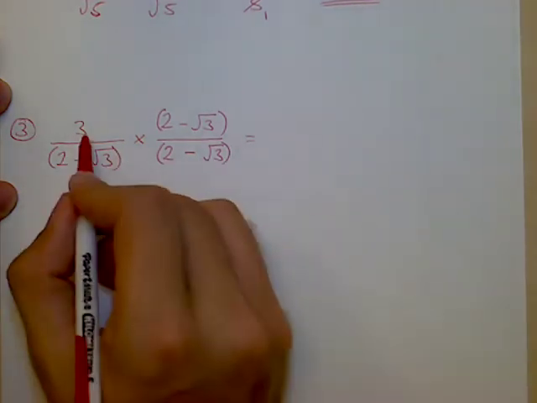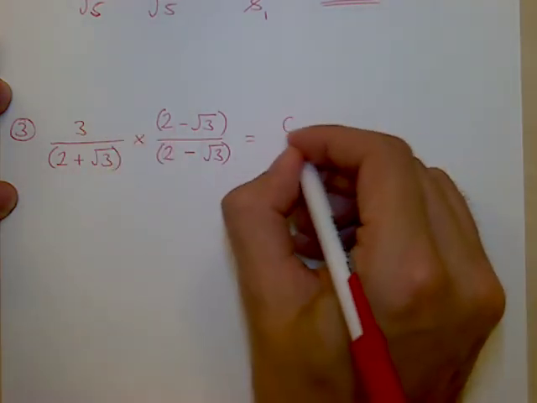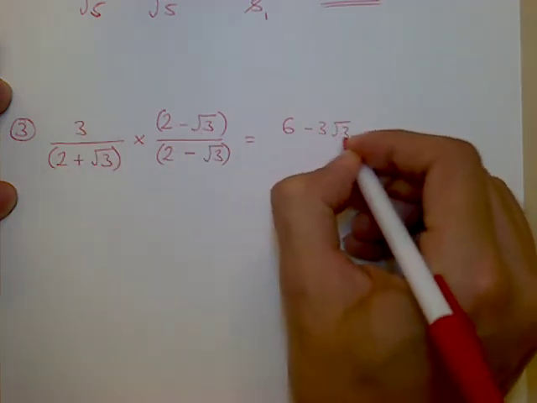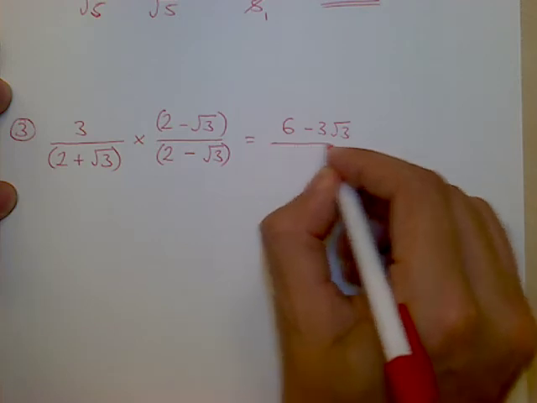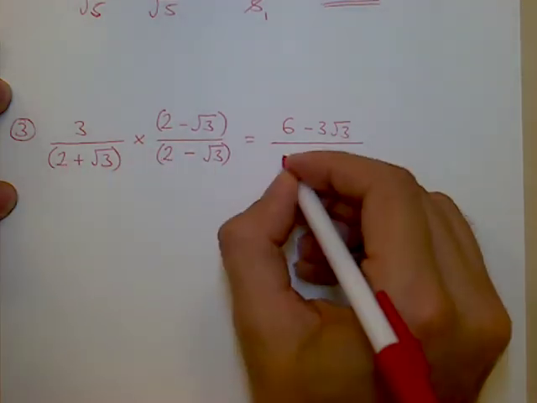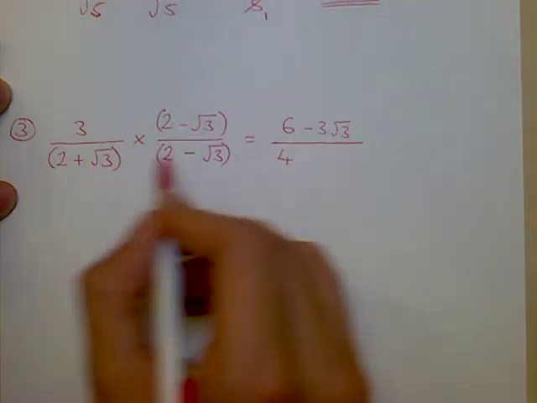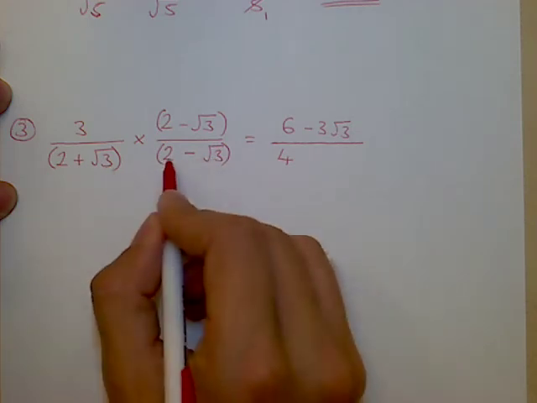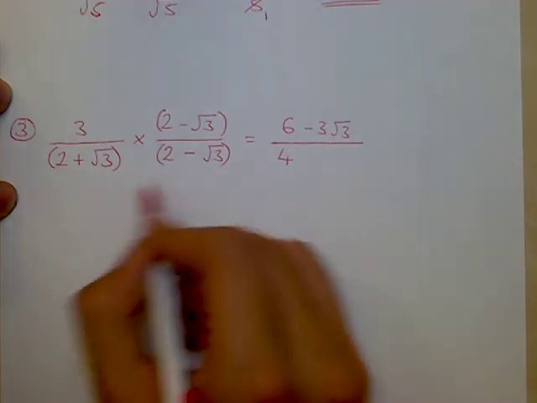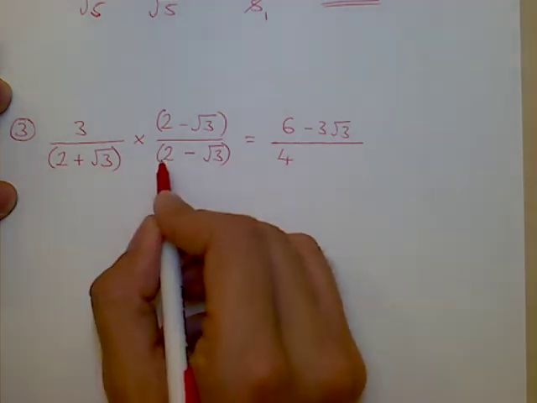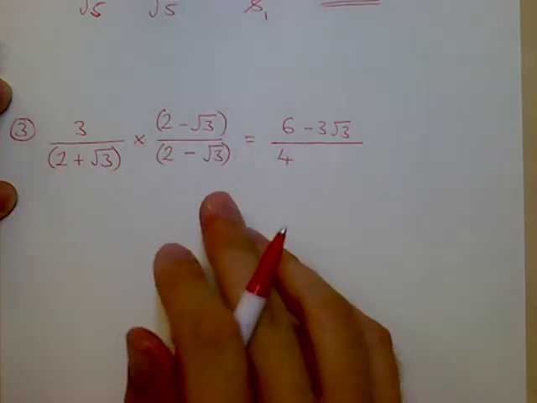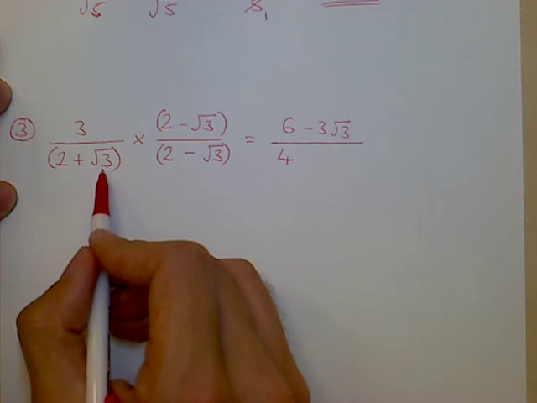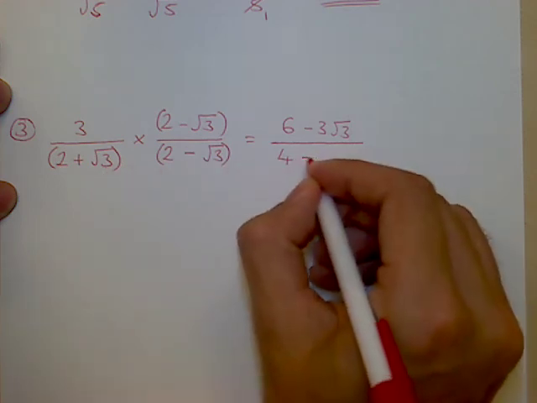So if we now expand this, we're going to do 3 times 2, that's 6. 3 times minus root 3, that's minus 3 root 3. And then onto the denominator here, I'll be doing 2 times 2, that's 4. 2 times minus root 3 is minus 2 root 3. And then root 3 times 2 is 2 root 3. So I've got minus 2 root 3, add 2 root 3, that means they've cancelled out, and that's the reason why this works. We've got rid of the surd by doing that. The last part, root 3 times minus root 3, will be minus 3.